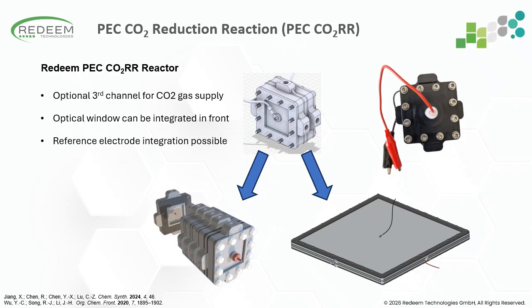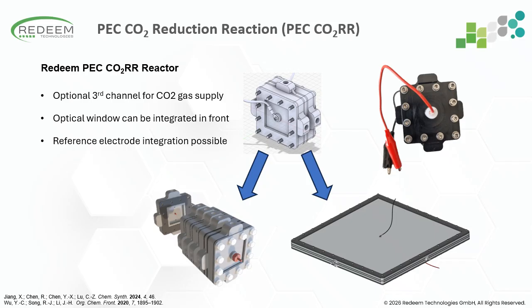So here I want to introduce to you our own photoelectrochemical CO2 reduction reactor. And we try to address some of the limitations that we have discussed previously. So this reactor is modular and can be a platform for both electrochemical and photoelectrochemical CO2 reduction by simply exchanging the front plate. So the same reactor can be operated either as a conventional electrochemical flow cell or as PEC with an integrated optical window.